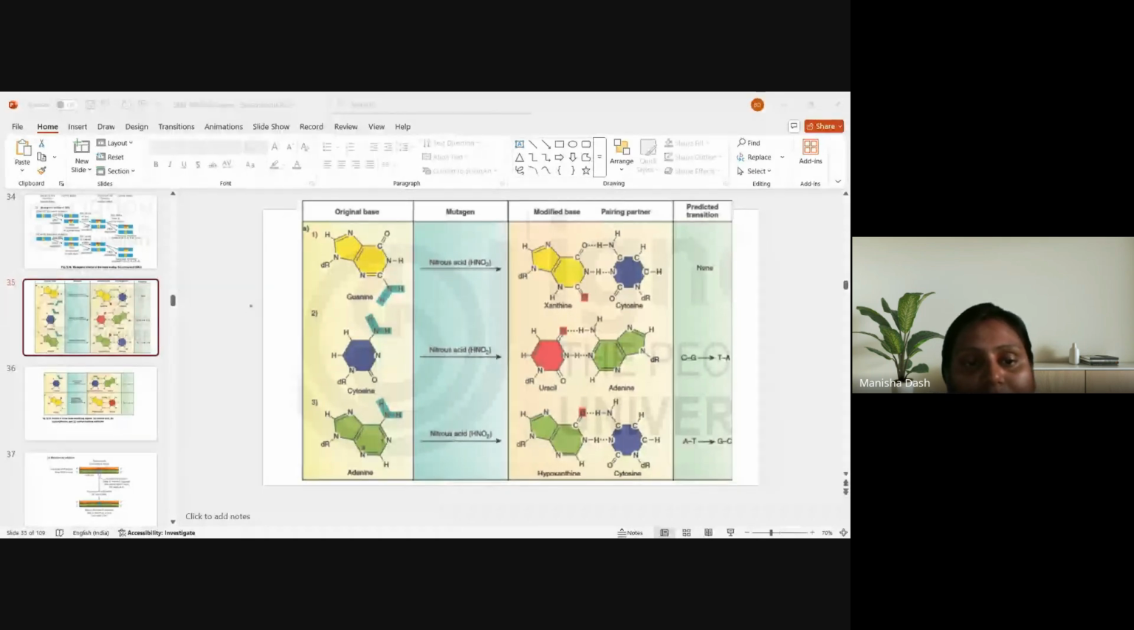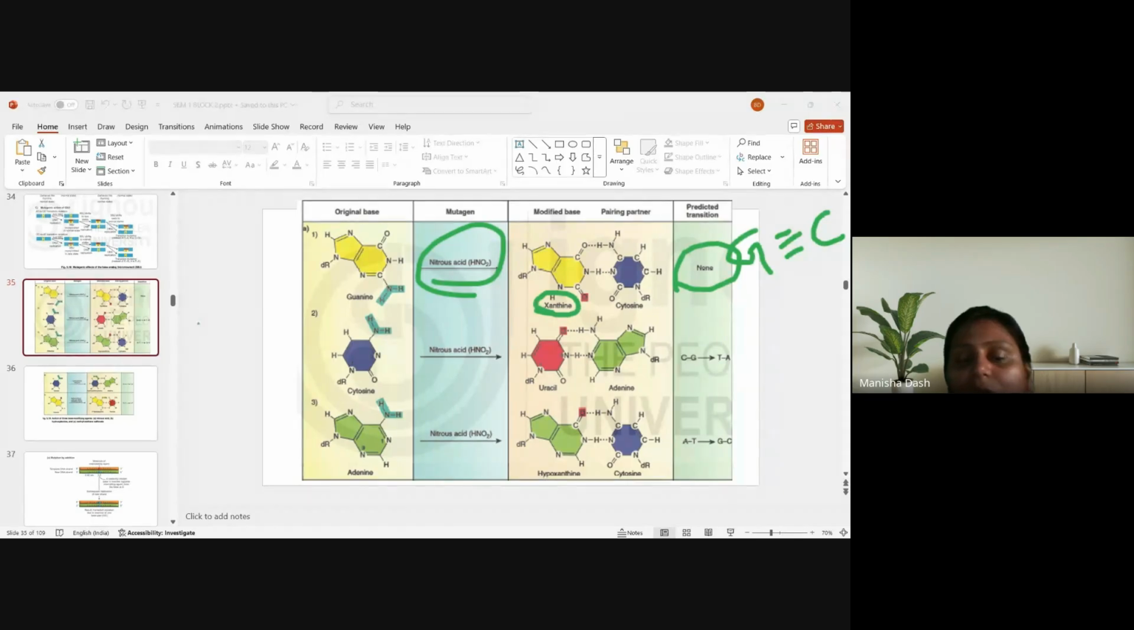Then coming to the next mutagen, that is nitrous acid. Okay, so nitrous acid actually acts on the guanine. It converts the guanine into a product called xanthine. Okay. So like the guanine pairs with cytosine, the xanthine can also pair with the cytosine. So there is actually no mutagenic effect of nitrous acid on guanine. Okay. But nitrous acid can convert cytosine into uracil.